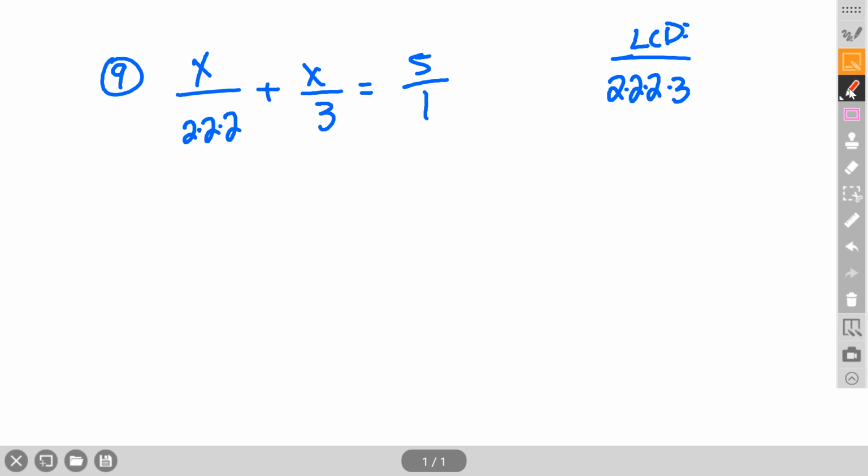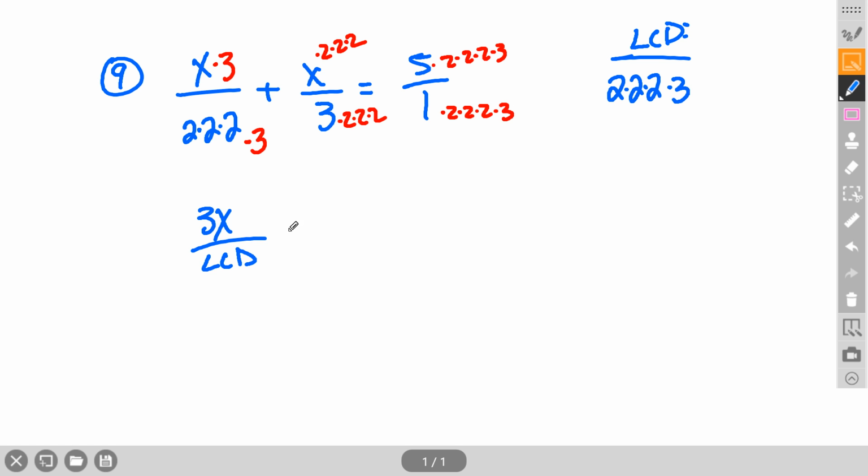Okay, so I need to make sure I multiply each of these so that I can create this number right here. So this one gets multiplied by 3. This one gets multiplied by 8, 2 times 2 times 2. And this one gets multiplied by 24, 2 times 2 times 2 times 3. So this becomes x times 3. So this is 3x over the LCD. This is 8x over the LCD. 5 times 2 is 10, 20, 40, 120. So this is 120 over the LCD.